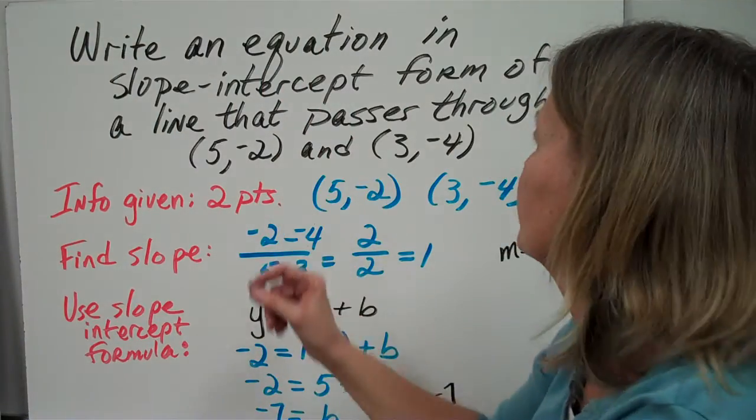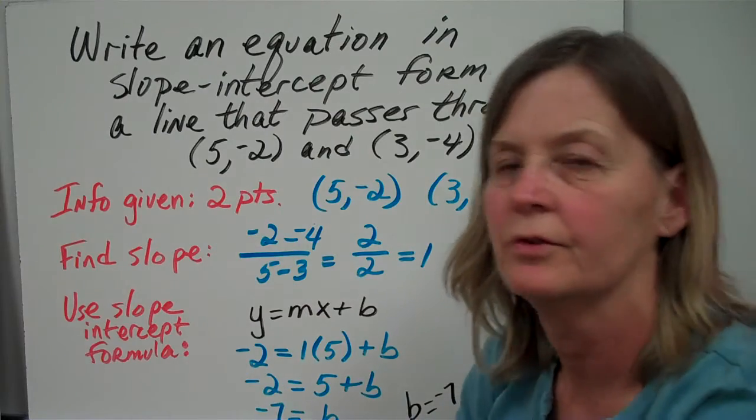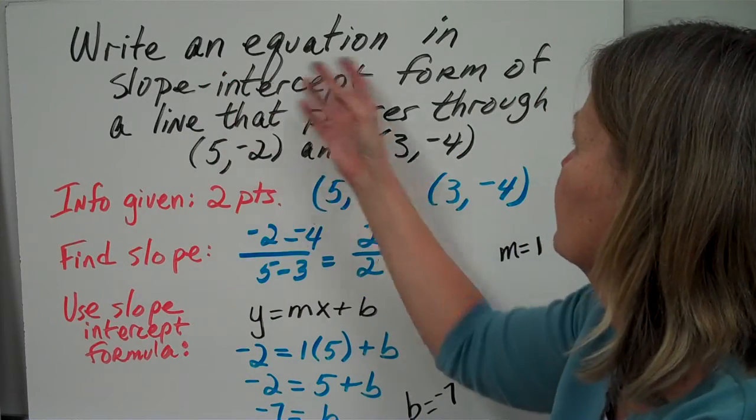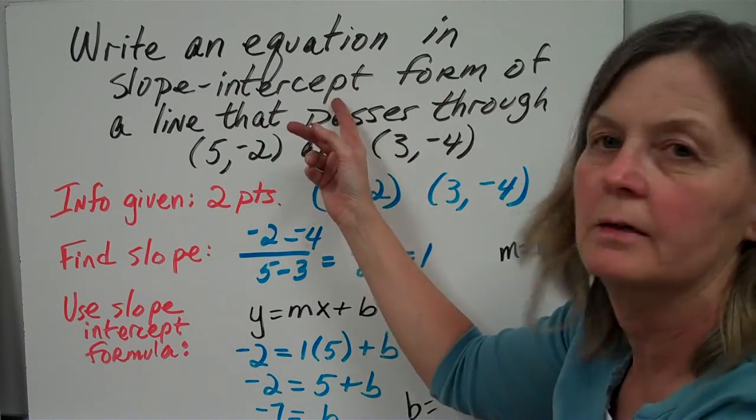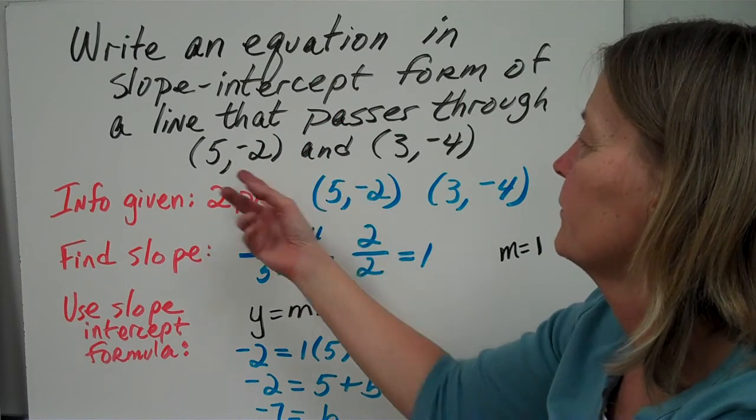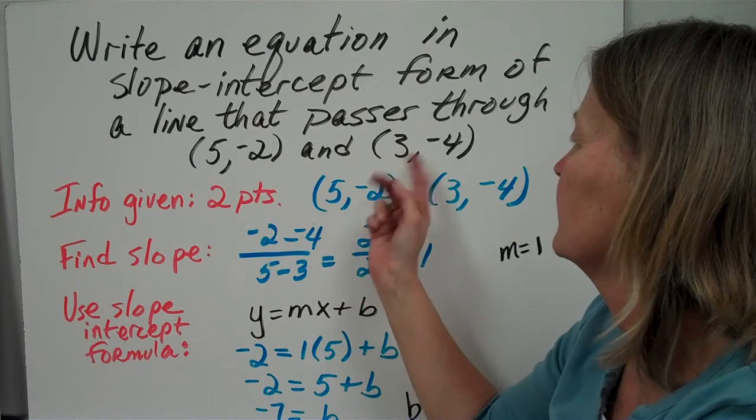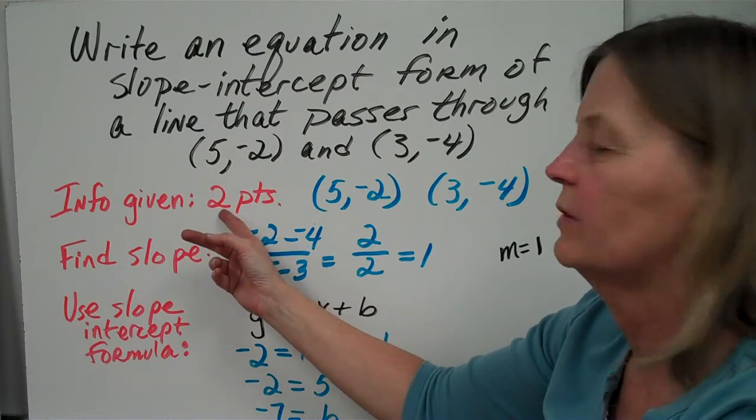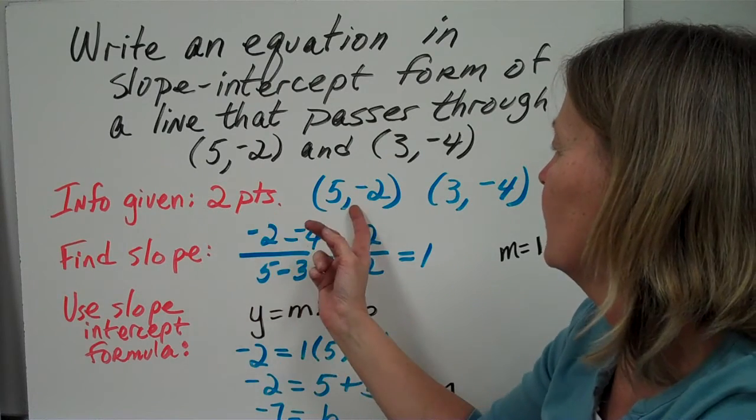This problem's a little different. They're giving us different information. So you're being asked to write an equation in slope-intercept form again of a line, but it passes through 2 points, (5, -2) and (3, -4). So the information given is different. In this case, we're given 2 points.